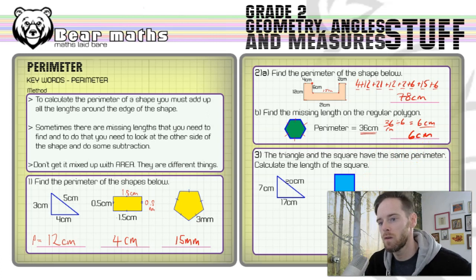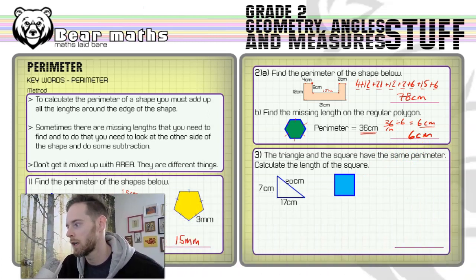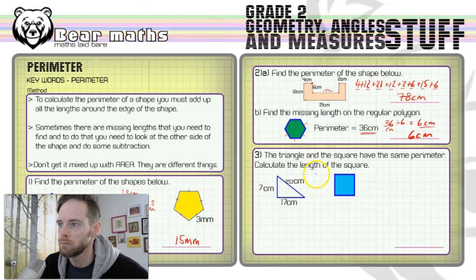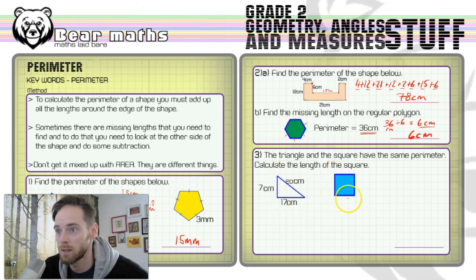Okay, and then moving on for the third and final question in this particular video. Different type of question here, worded slightly more complicated yet again, as is the point with the third question. The triangle and the square have the same perimeter. Calculate the length of the square. So in this instance, we know that this distance around this triangle here is the same as this distance around this square here. All right.